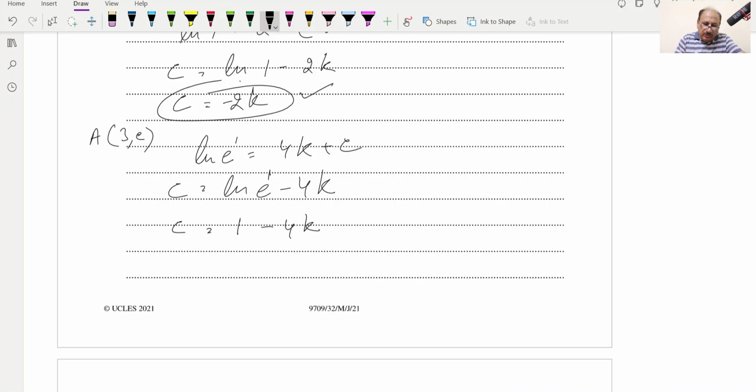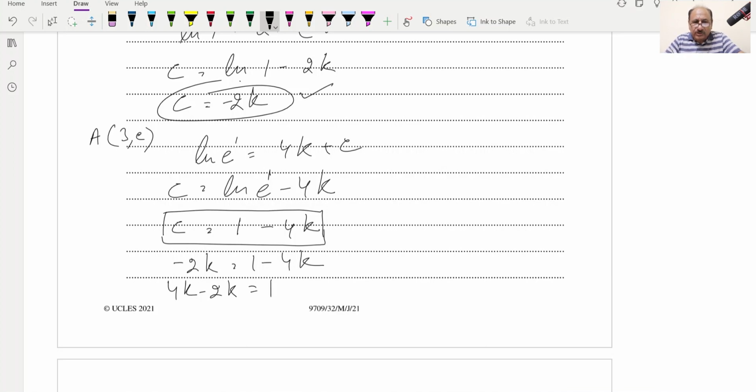This is the c value and this is also the c value, so we can equate these two equations. So minus 2k is equal to 1 minus 4k. We can shift it to this side, so 4k minus 2k is equal to 1. So this implies 2k will be equal to 1, so k is equal to 1 by 2. This will be the k value.